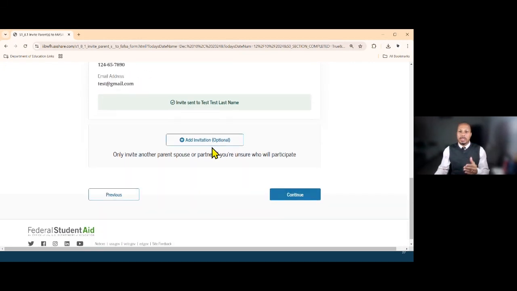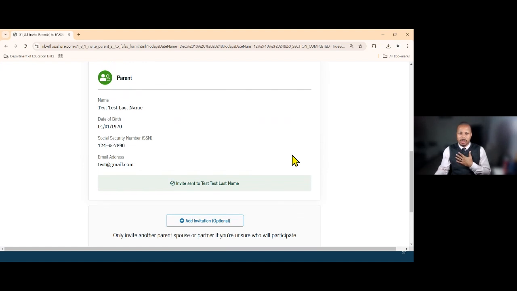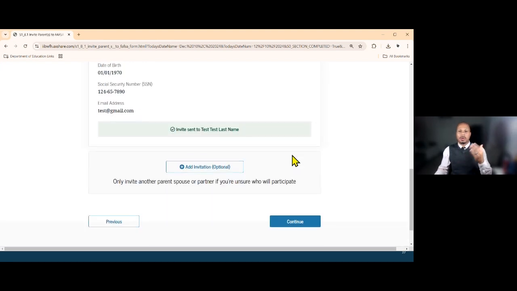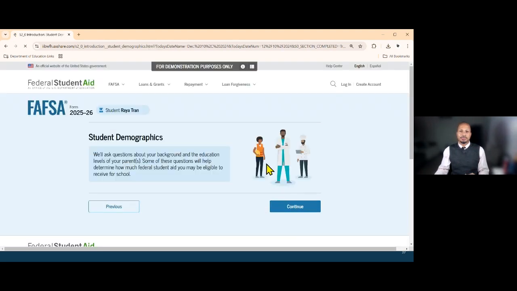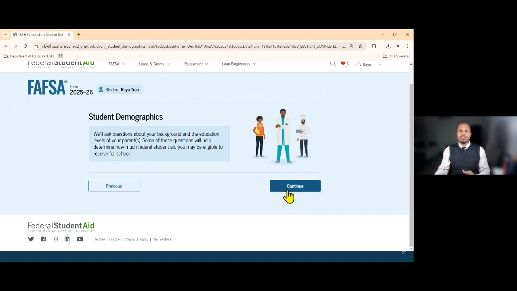All they have to do, they can add additional invitation if necessary. If they want to add additional individual, they can do so. But in this case, where we're speaking it from a dependent status, they're going to go ahead and hit continue. Next, we're going to move into the student demographics.